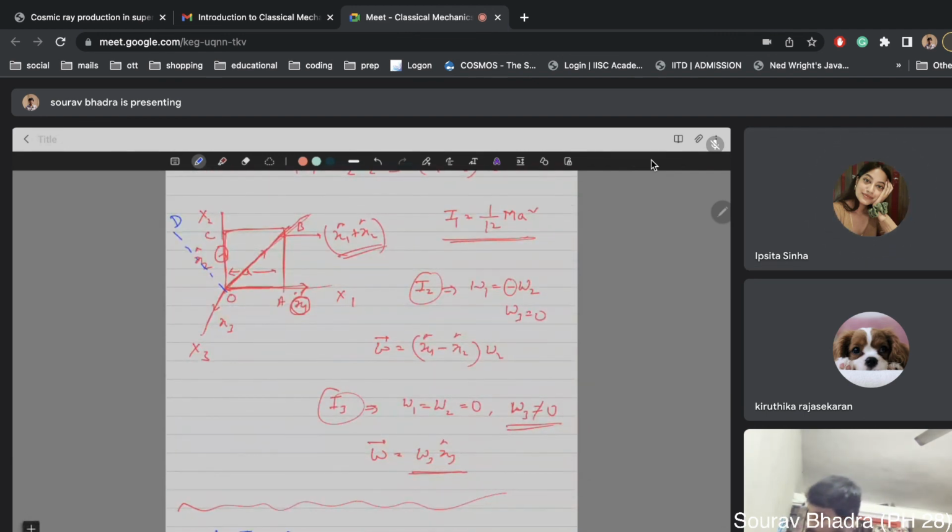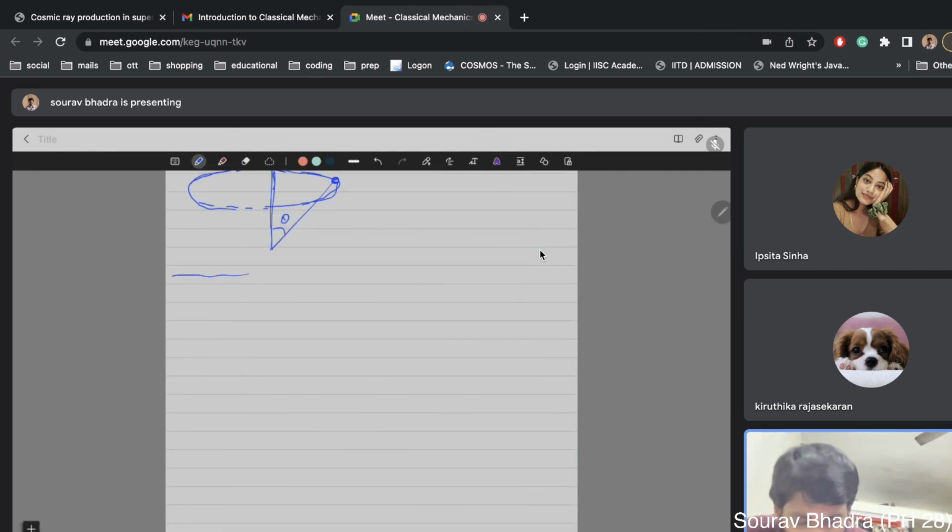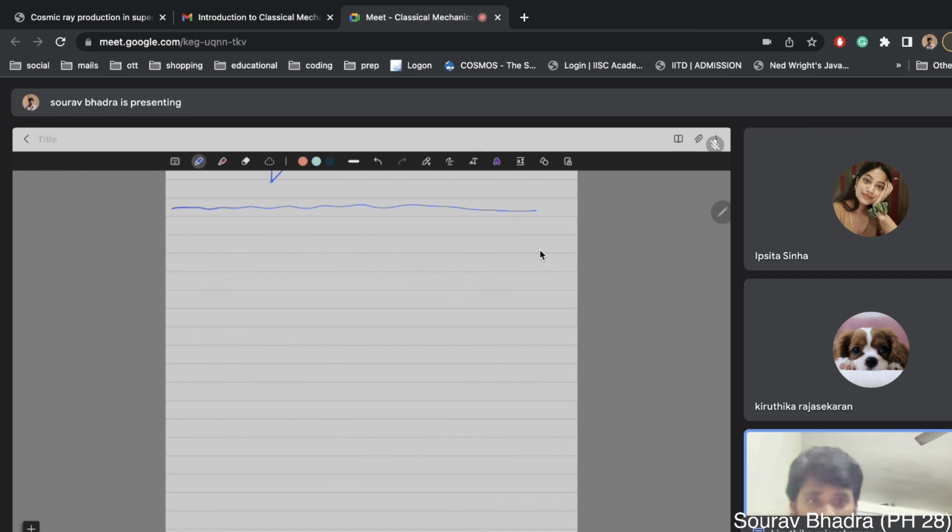Then I had a problem, but I can ask you to do it in the next class. Just try to calculate the moment of inertia of a cone about its symmetrical axis. I have calculated the moment of inertia of a triangular lamina, so you can get some idea from that part also. Just try to do that. And another very quick thing, I thought it is important.